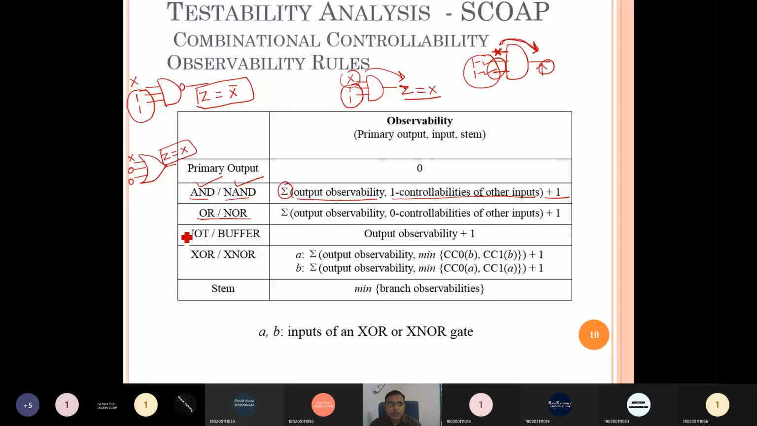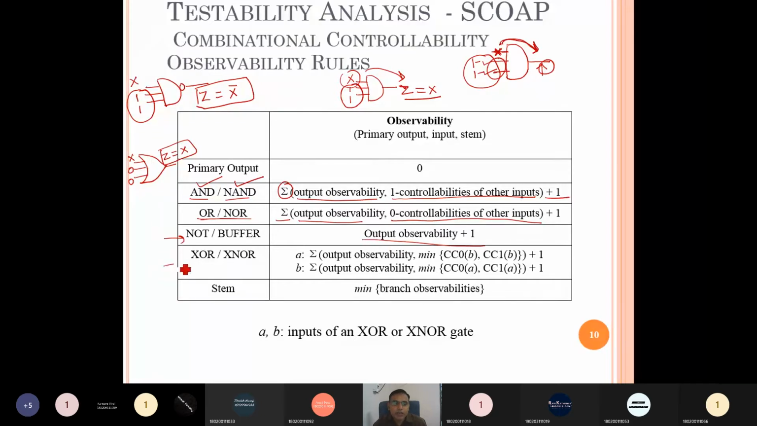So here the equation is the summation of the output observability plus the 0 controllabilities of the other inputs, plus 1. Now for the OR and NOR gate, it is the zero controllabilities of the other inputs plus 1. So when we calculate the observability for AND and NAND gate, we have to consider the one controllabilities of the other inputs, and for the OR and NOR gate, we have to consider the zero controllabilities of the other inputs, right? So for NOT and buffer, it is output observability plus 1.